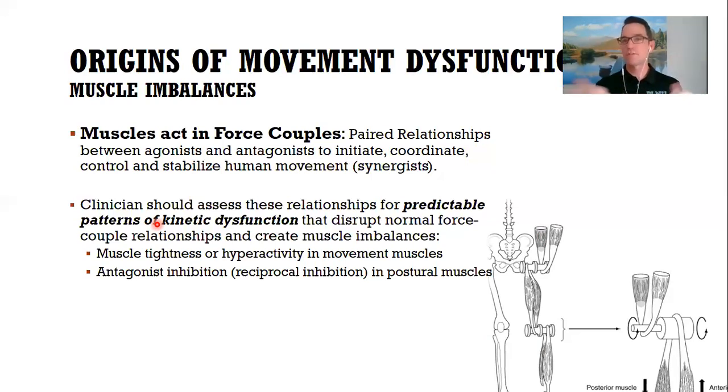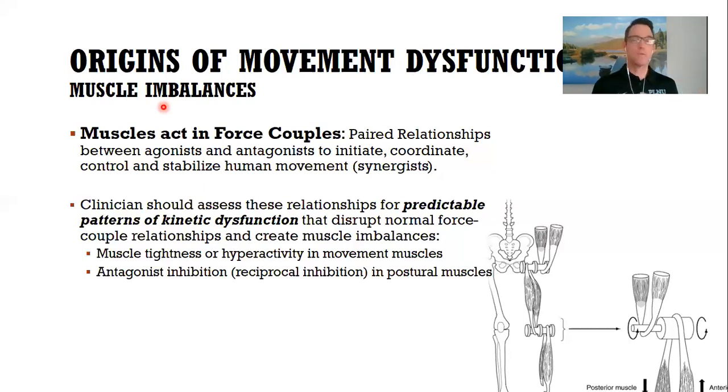Iliopsoas is the first thing that comes to mind. So clinicians should assess for a dysfunction like that. That's just one example. Because that's a kinetic dysfunction, and that's going to disrupt normal force couples. That's going to throw off efficient movement. That could potentially lead to pain and injury. So these imbalances, these muscle imbalances, are the foundation on which movement dysfunction is based.